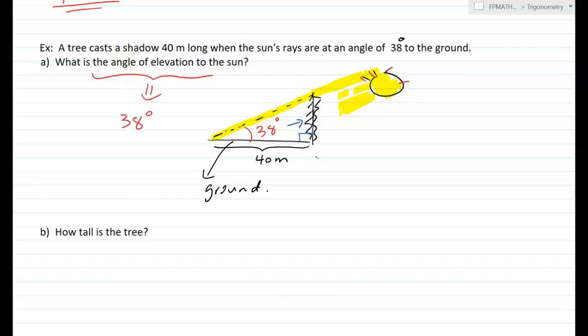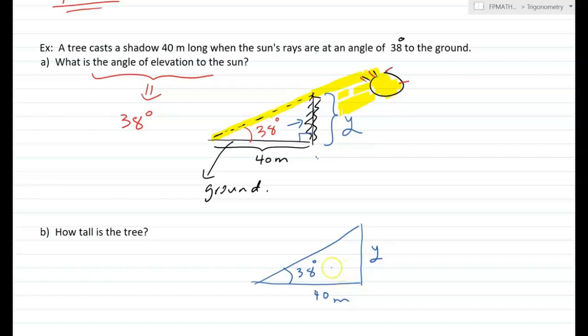Okay. Now the second question is, how tall is the tree? So if this is the tree, we want to know how tall it is. Let's call that y. Now we end up getting this triangle, and it does help to draw a triangle diagram after the actual artistic diagram so that you can see the triangle. So here it is.